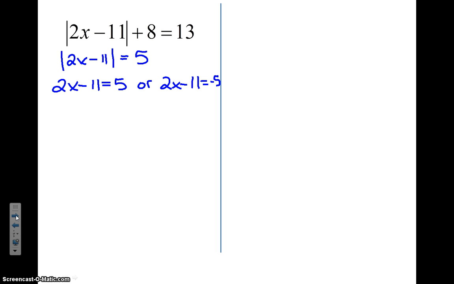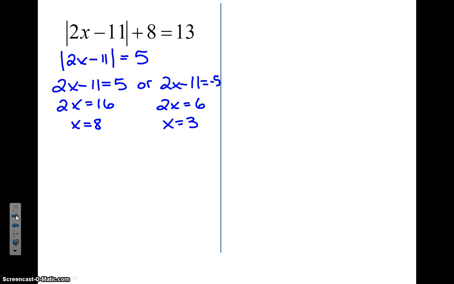So if I solve, I have 2x equals 16. Divide by 2 and I get x equals 8. Over here, if I add 11 to both sides, I would get 2x equals 6, and therefore x would equal 3. So let's check these.